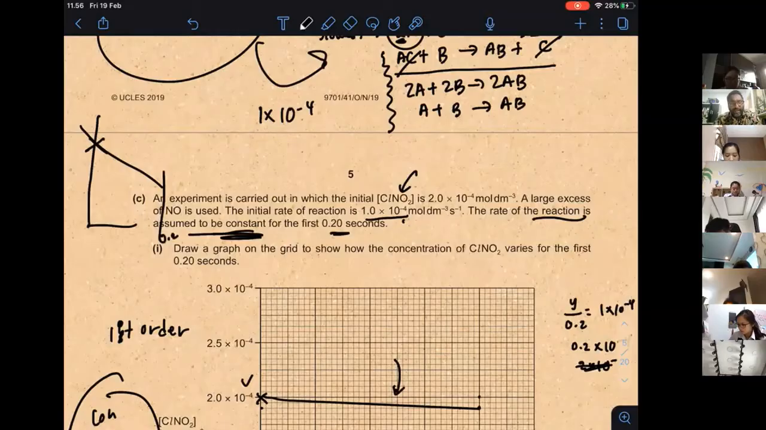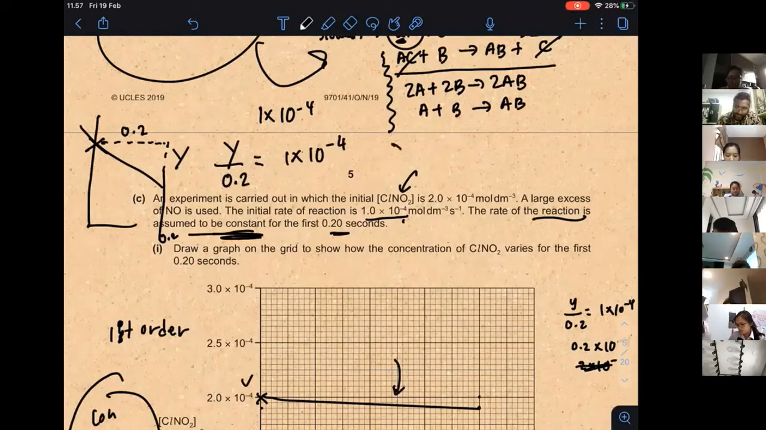So if I want to calculate the gradient, I know that this is 0.2. I just need to find out what this is, and y divided by 0.2 is supposed to be the gradient. And the gradient, they already mentioned, is 1 times 10 to the power of negative 4. So your work is just to find y. y is going to be 0.2 times this, so it's 0.2 times 10 to the power of negative 4.